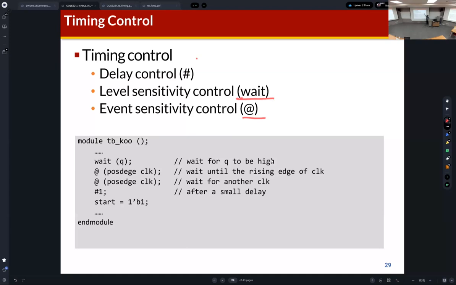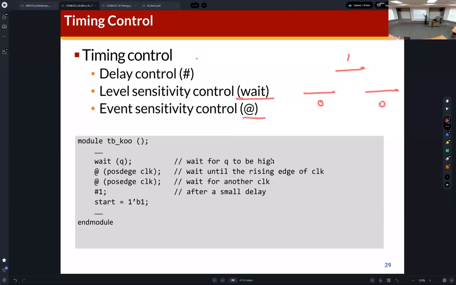So sharp means the delay. We can just delay some signal. And then wait means the level sensitivity control. Level means the value of the output, like this: 0, 1, 0, okay? It's called the level. And you know, the latch is level sensitive, right? And then @ means the event sensitivity control. This means that an event is when some value is changing, okay? Like the positive edge of a clock, that is the event. So we can control the timing of our signal in the test bench, right?